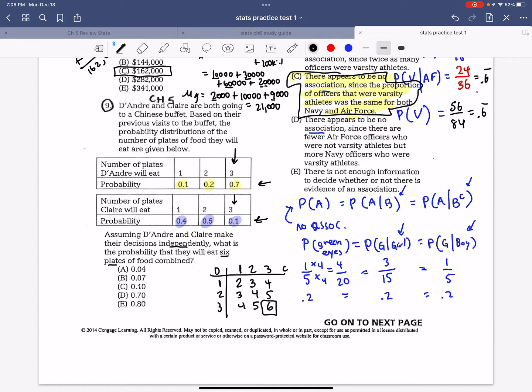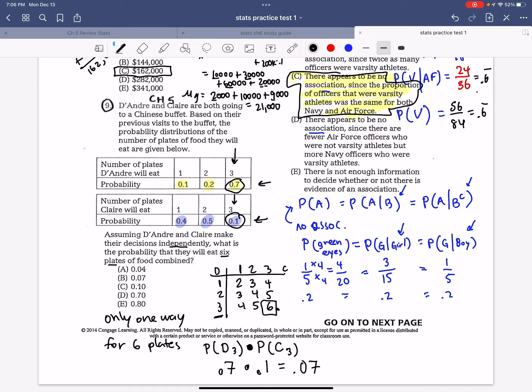There's only one way for there to be six plates of food, and that's for DeAndre and Claire to both have three. So we can actually multiply these, right? The probability that DeAndre had three, we can multiply it by the probability that Claire had three. So what is the probability that DeAndre had three? That's 0.7, multiplied by the probability, 0.1, which is 0.07. So our answer here is B.